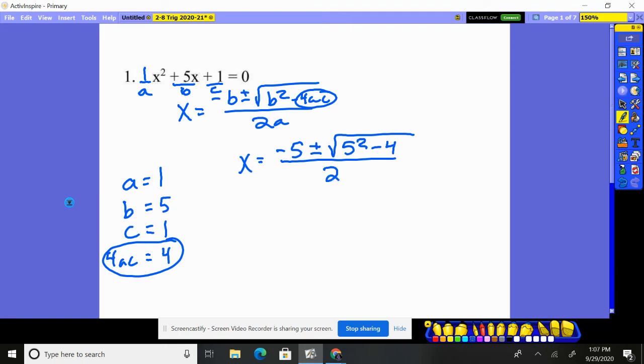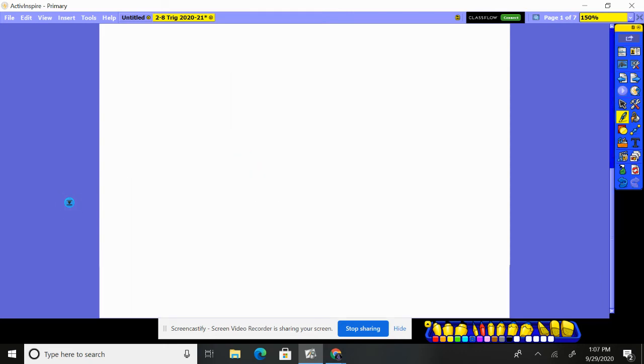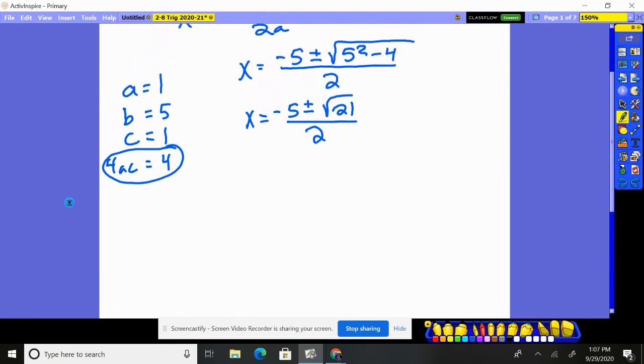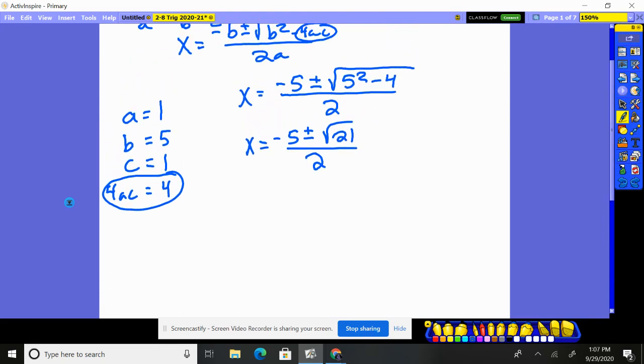So we're almost there. So x is equal to the opposite of 5, negative 5, plus or minus the square root of 25 minus 4, which is the square root of 21, all divided by 2. Now we've gotten it, whoops, slid off the screen. Now we've gotten it to this point.